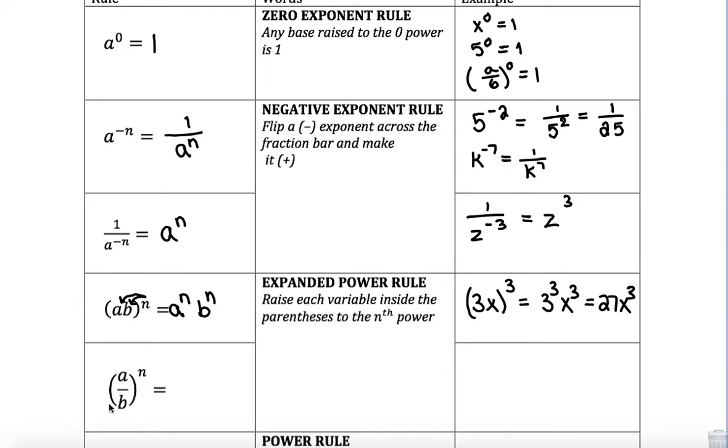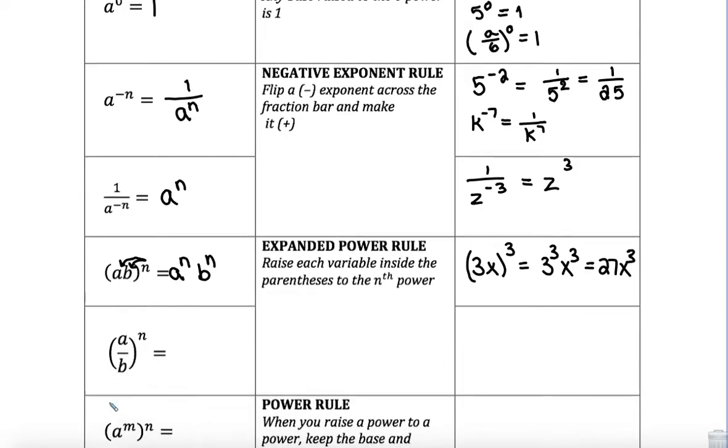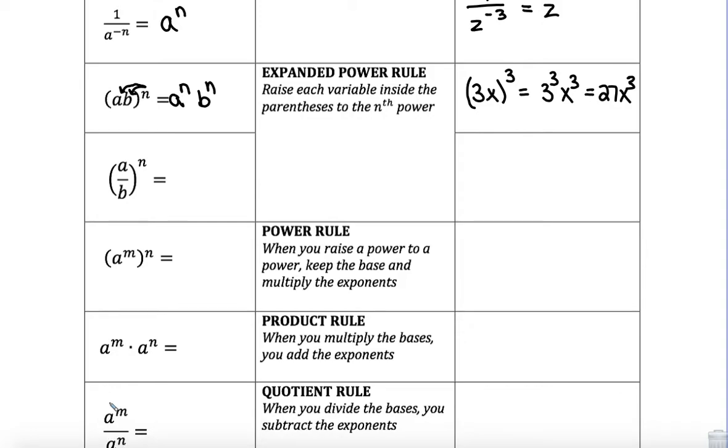Same thing if I have a fraction and I'm raising the whole fraction to an exponent. I'm going to raise the numerator to that exponent and the denominator to that exponent. For example, if I had 1/2 to the 4th power, that's 1 to the 4th, which is 1, over 2 to the 4th, which is 16.